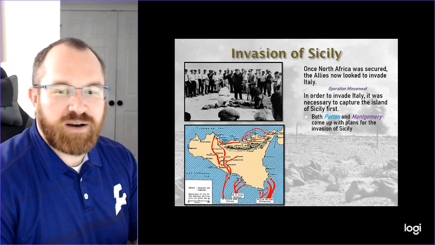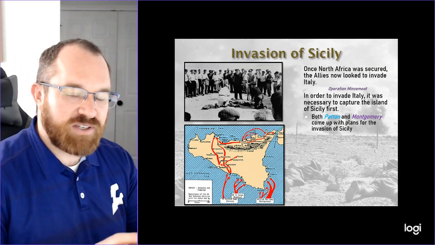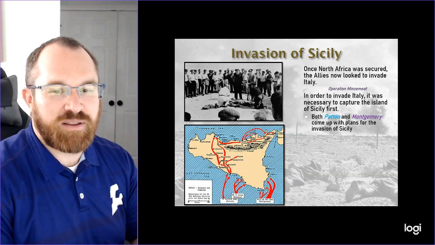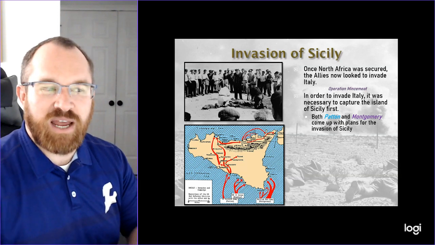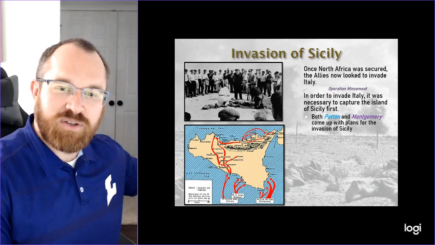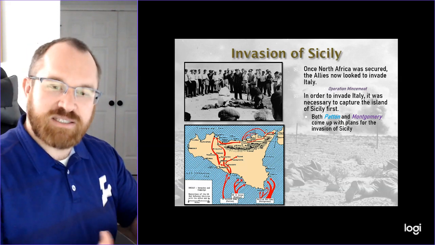Operation Mincemeat is where the Allies actually successfully trick Germany into thinking that the invasion is going to come onto an island called Sardinia, off to the west of Italy, not Sicily, which is south of Italy.